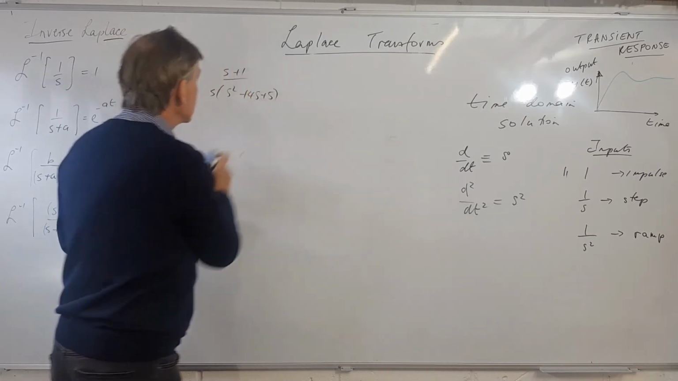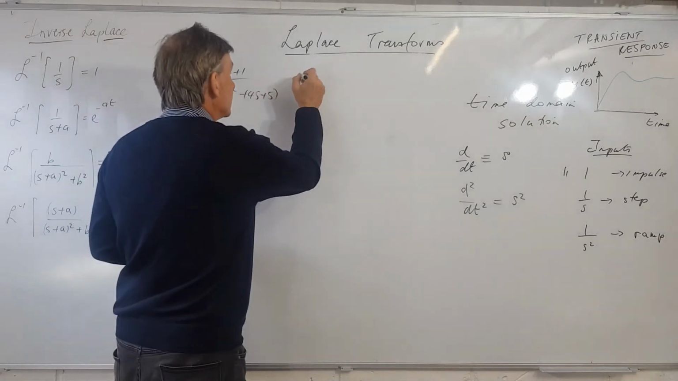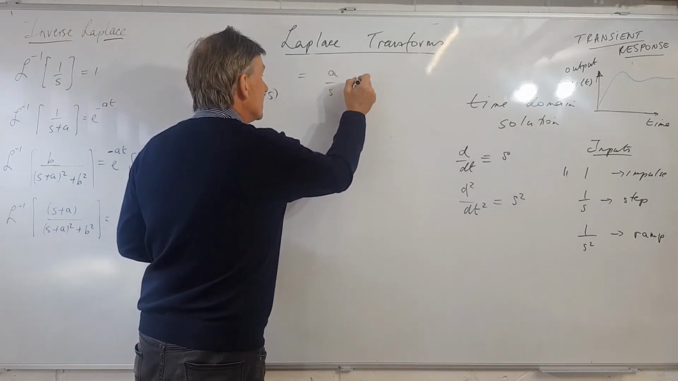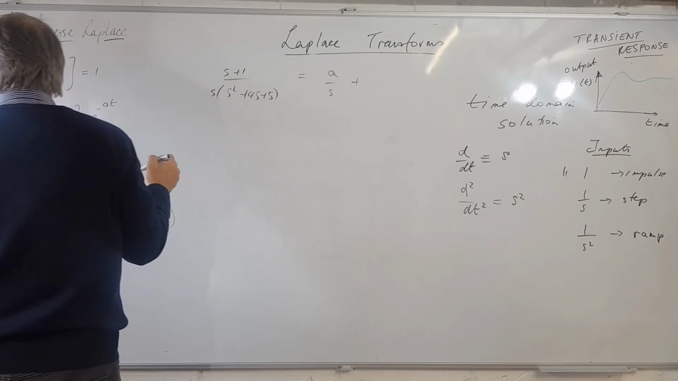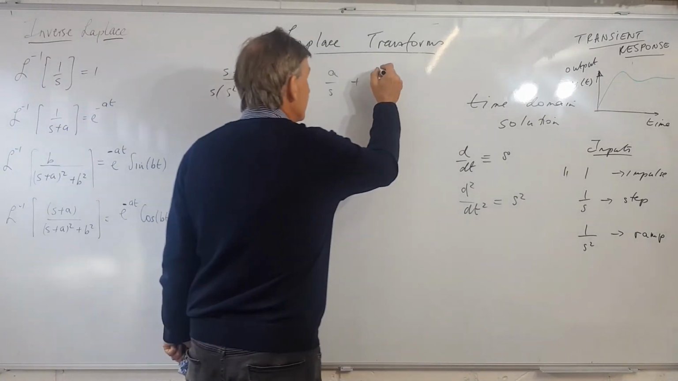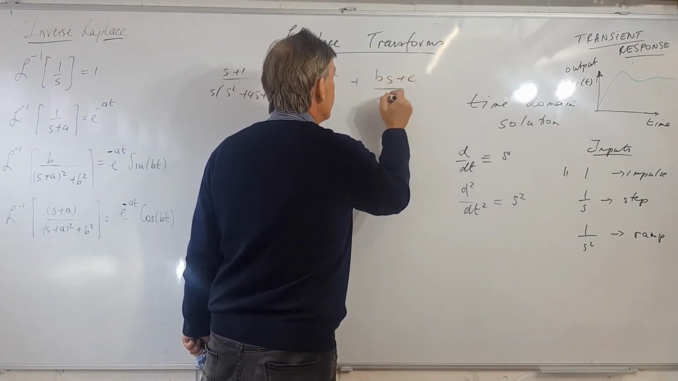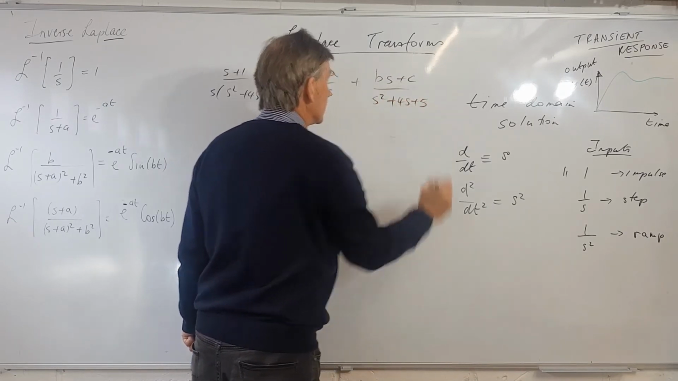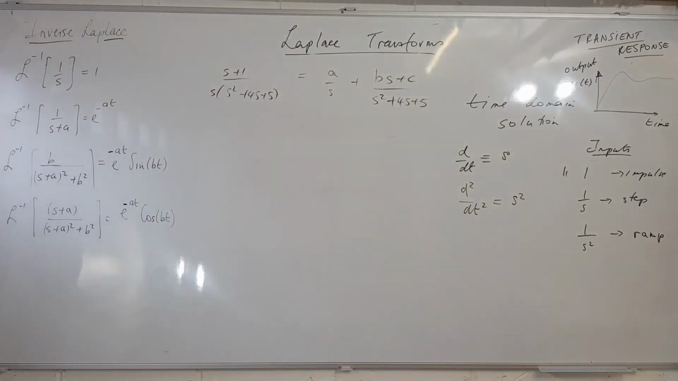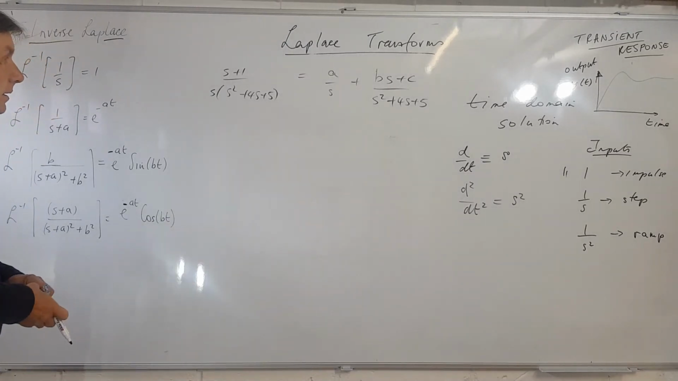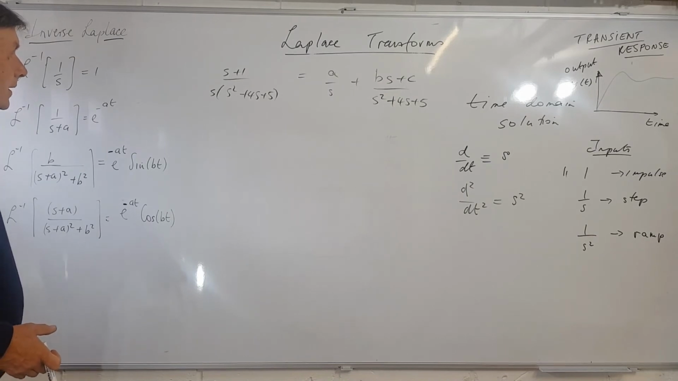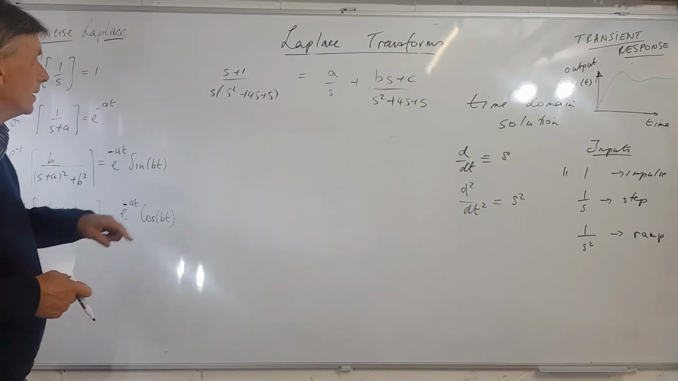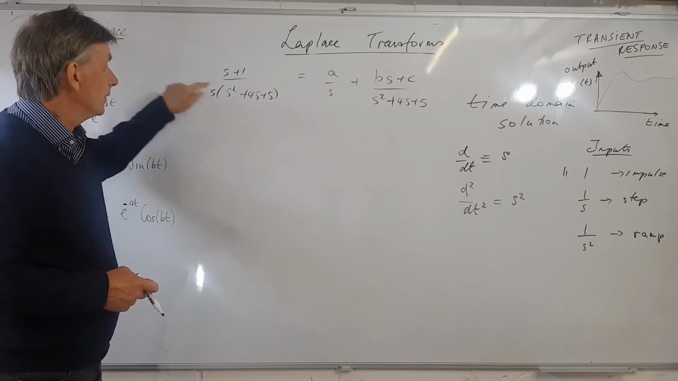We just need a bit more space. We rewrite this now as a over s plus bs plus c over s squared plus 4s plus 5. So this time it's a little bit more complicated partial fraction, and the cover-up rule now doesn't work quite as well. So what we're going to do is we're going to multiply both sides by this term here on top.